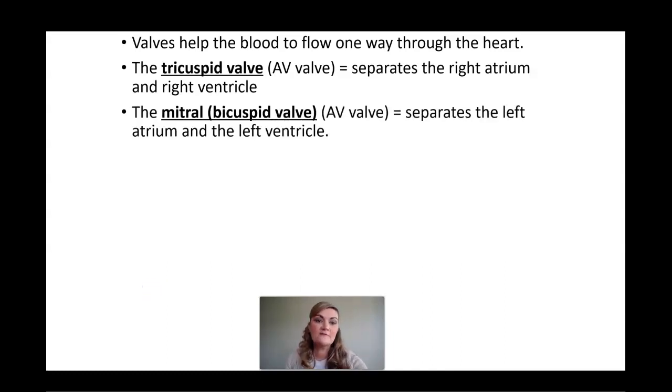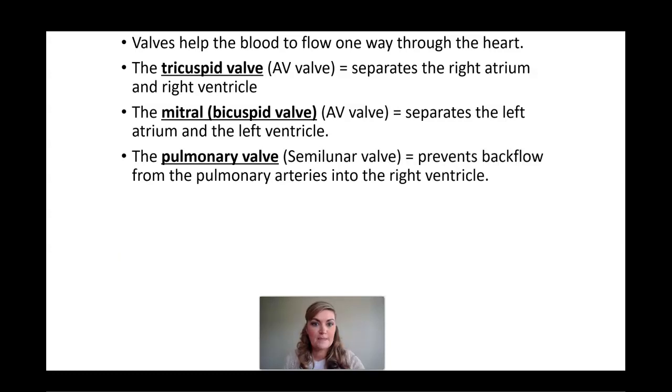The mitral valve is going to be another AV valve, and this is going to be the one that separates the two chambers, the left atrium and the left ventricle. It also is referred to as the bicuspid valve. So this one could have two names, or it might be called both, depending on what text or what book you're using or what chart you're looking at. Just know that the mitral valve and the bicuspid valve are the same thing, and that's an AV valve as well. It's going to be tough, but not extremely tough.